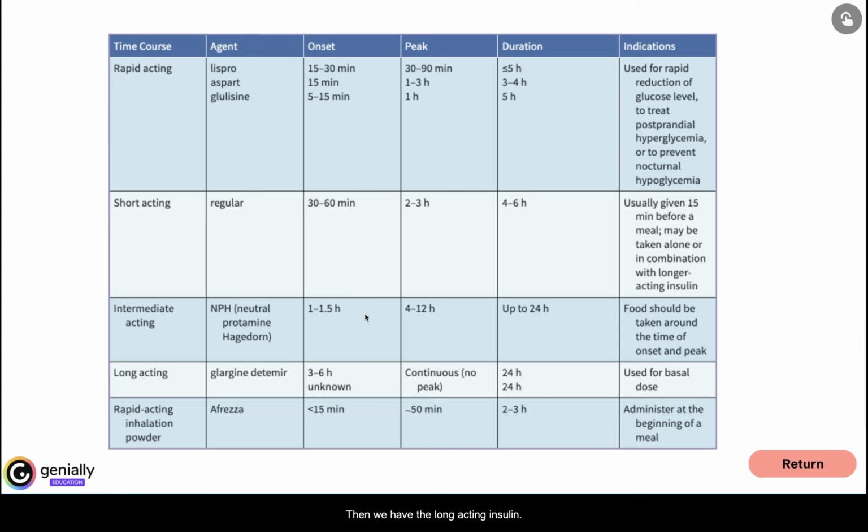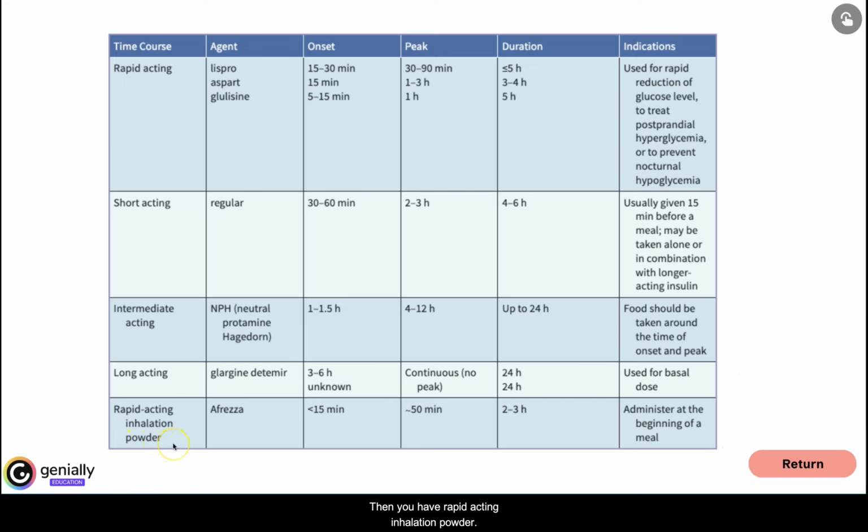Then we have the long-acting insulin. That's glargine. There are different names for it, Lantus, but glargine is the generic name, along with detemir. The onset is 3 to 6 hours, and it's continuous, with no peak, because remember, it's your basal insulin, the minimum required to survive through the day without getting hyperglycemia. Duration is 24 hours. It's used for the basal dose.